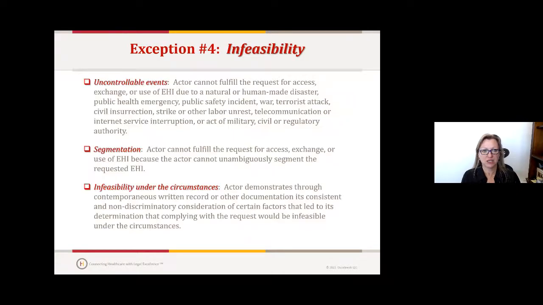Exception number 4: somebody asked for EHI, and it's infeasible. I can't give it to you. It's not possible.